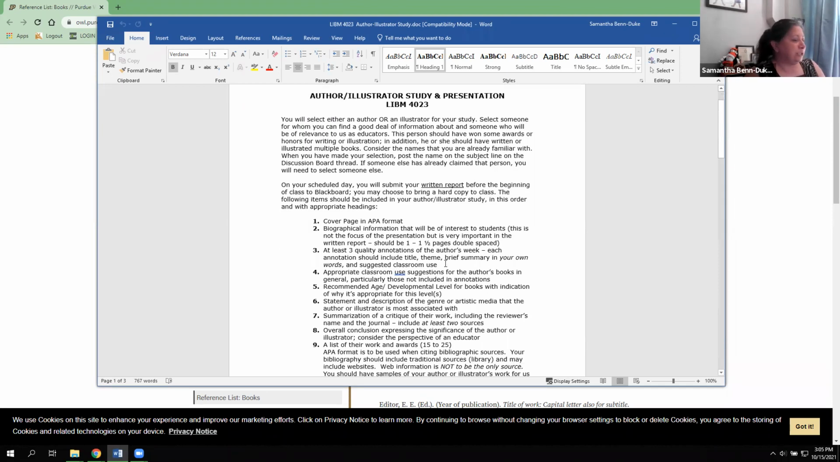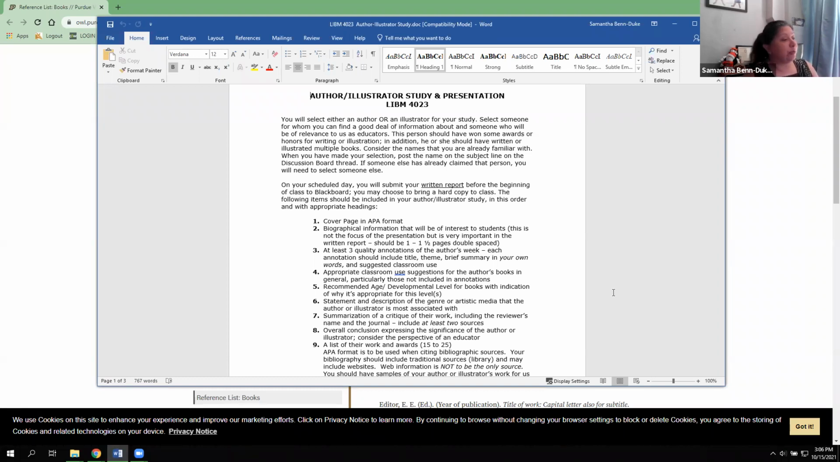The annotations: an annotation is just a summary of a book in relation to how you're using it. For example, if you were doing a science project and you were using a book, you would focus on the aspects of it that relate to science. So for our purposes, your annotations should give us the title and theme, and then in your own words, how might you use that in the classroom? What is the theme of the book?